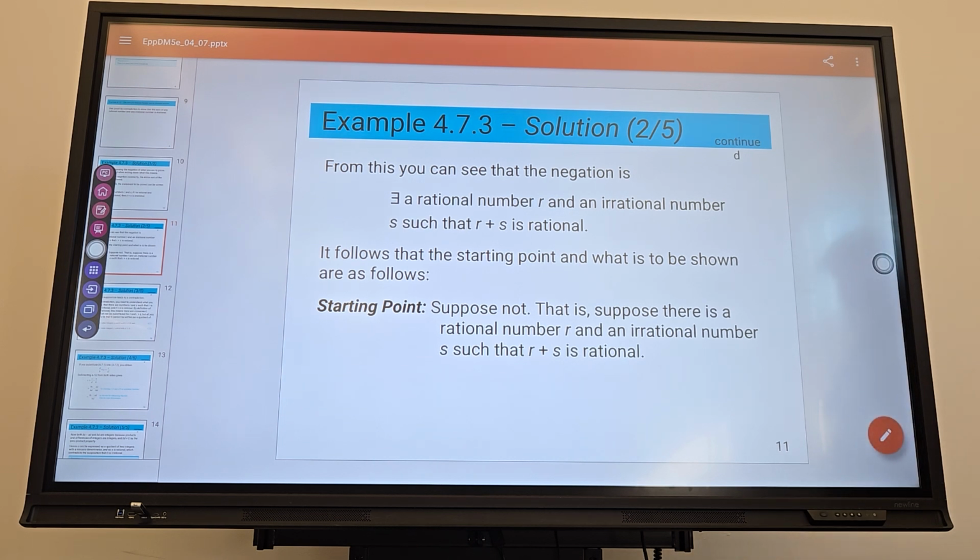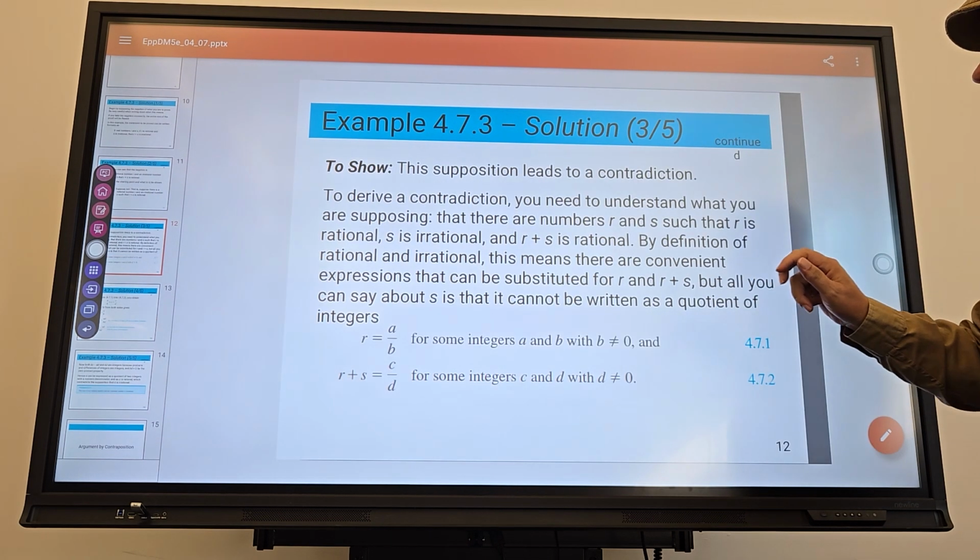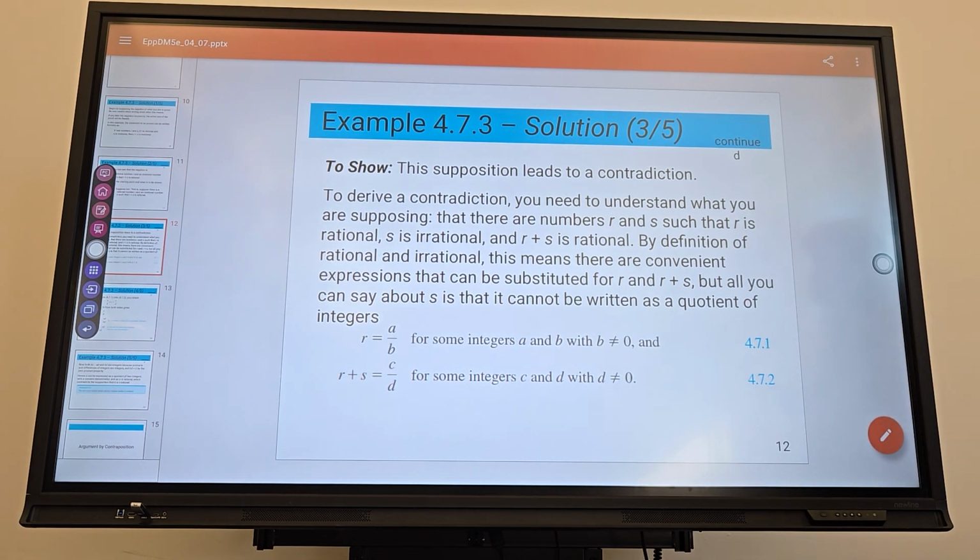It follows that the starting point and what is to be shown are as follows. Suppose there is a rational number r and an irrational number s such that r plus s is rational. Show that this supposition leads to a contradiction. To derive a contradiction, you need to understand what you are supposing: that there are two numbers, r and s, such that r is rational, s is irrational, and r plus s is rational.